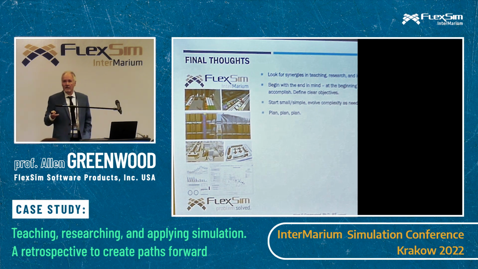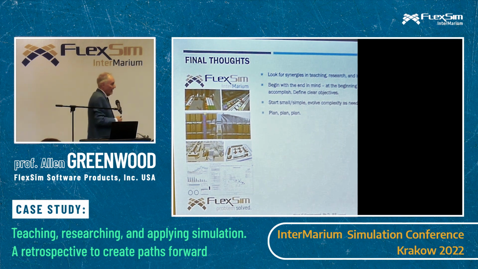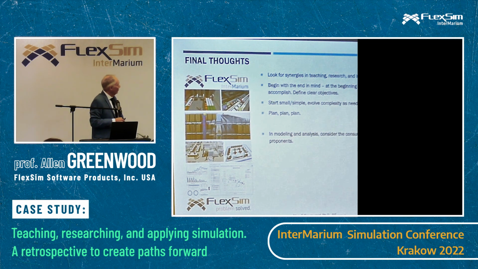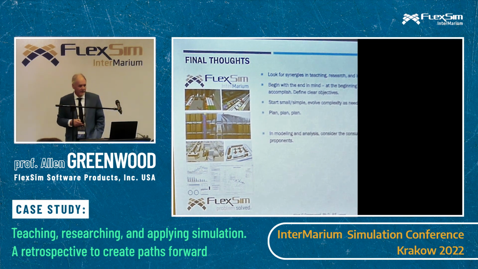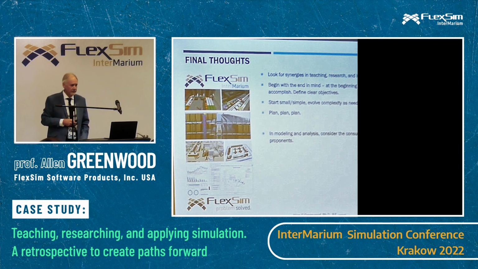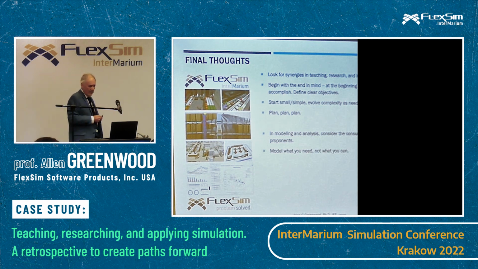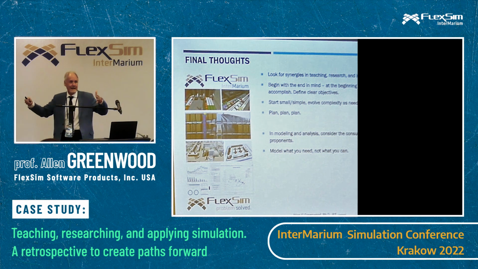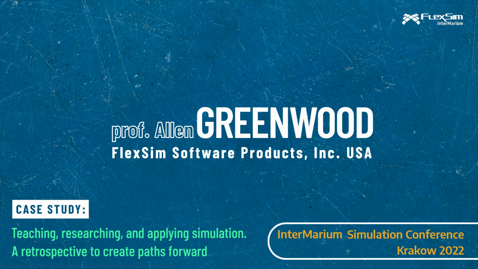Start small. I'm a big believer in that, and certainly in modeling. And add complexity and size as you need to. And plan. Again, consider the consumers as well as the producers. Build proponents. Model what you need, not what you can. Just because I could get a sophisticated model, do I need that to solve the problem at hand?